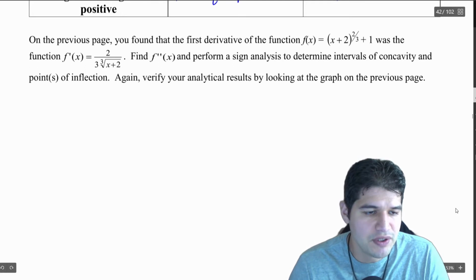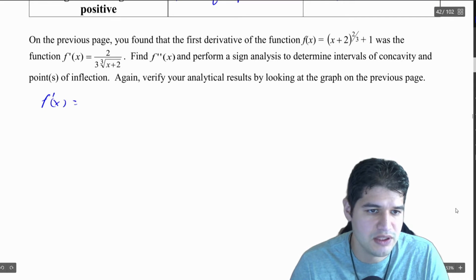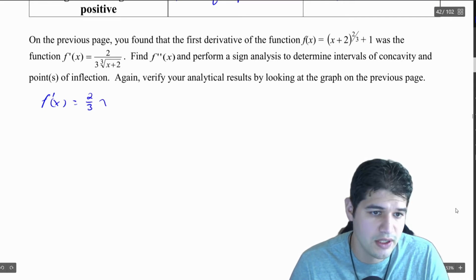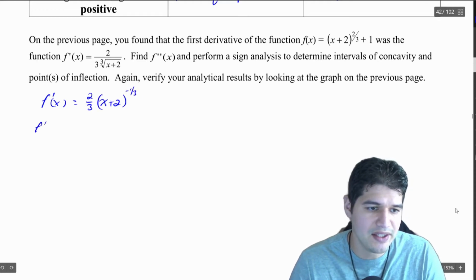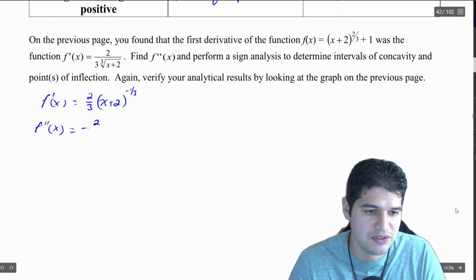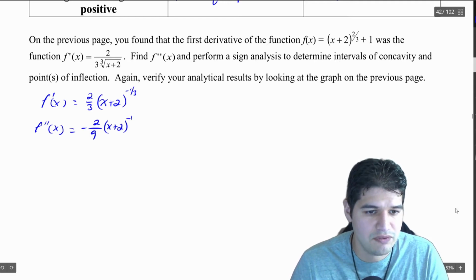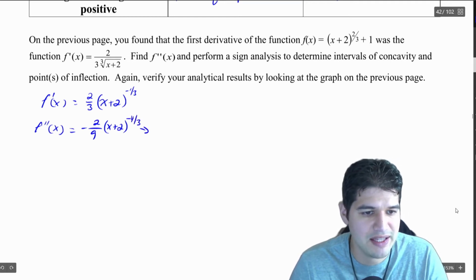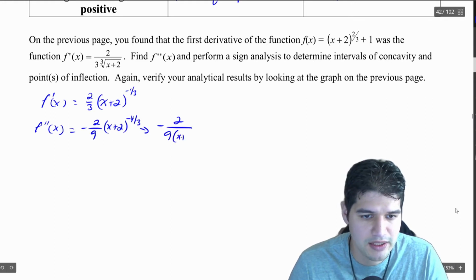For the second derivative, let me write f prime of x again like we had. f prime of x was equal to 2/3 (x + 2) to the negative 1/3. When I take that second derivative, I'm going to bring that negative 1/3 down. So that's going to say negative 2 over 9, and I'm going to get (x + 2) to the negative 4/3. Let me rewrite that real quick: negative 2 over 9, (x + 2) to the 4/3 in my denominator.